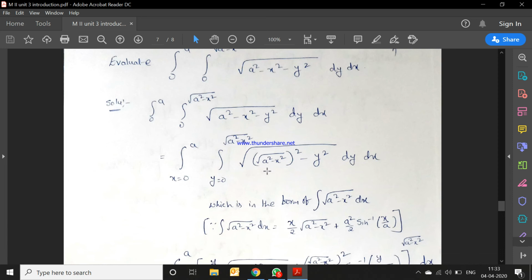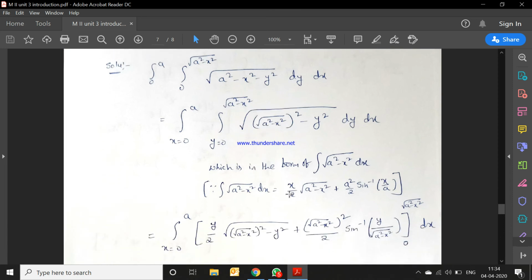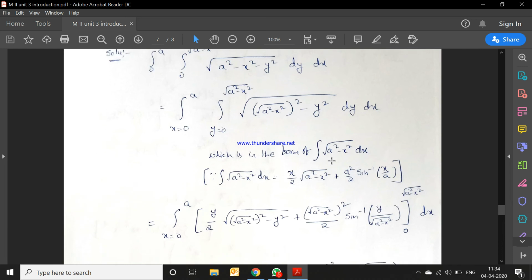So that's why I'm writing here like this, and after that I'm applying the formula. In the place of a, we have root of a square minus x square, and in the place of x, we have y. So that's why we are substituting a is equal to root of a square minus x square, y is equal to x. So x by 2, y by 2 under root of a square minus x square whole square minus y square plus a value is root of a square minus x square whole square by 2.